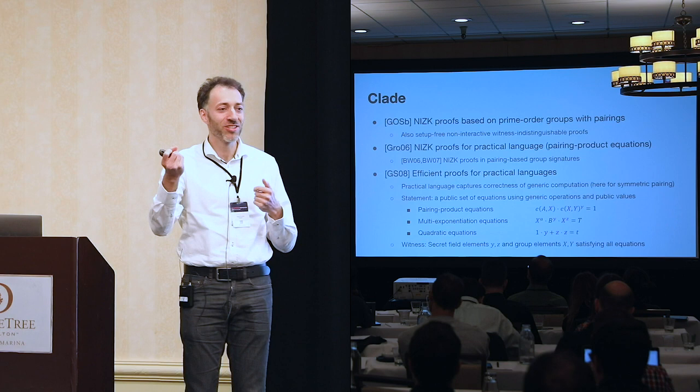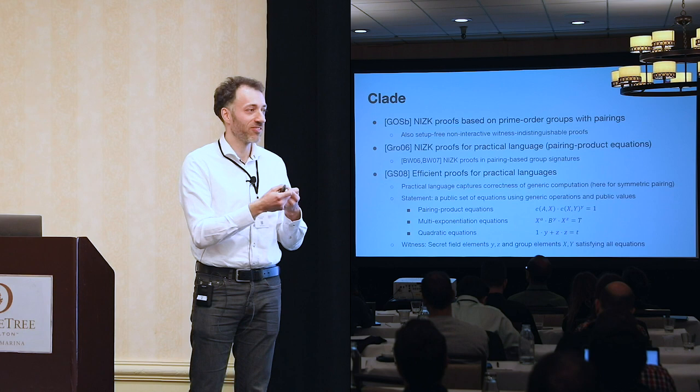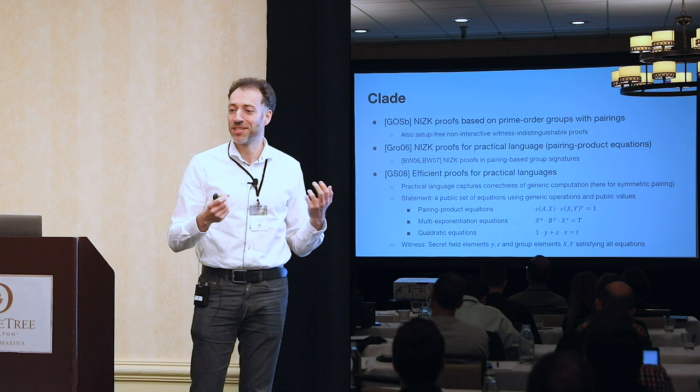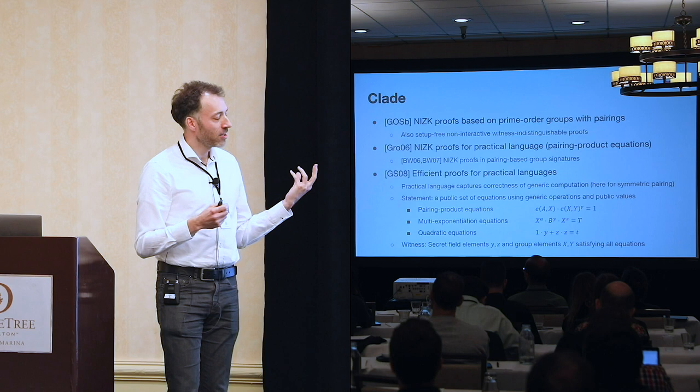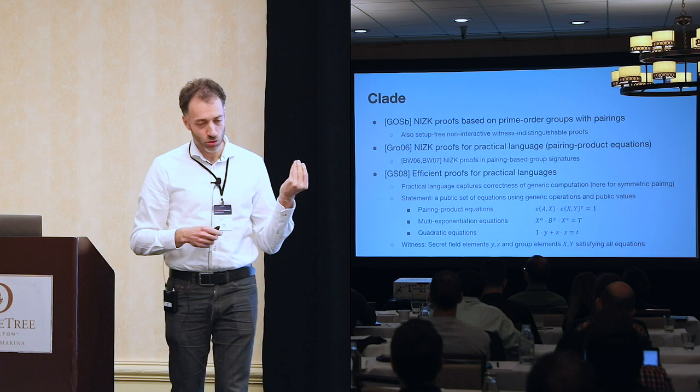So when you're designing pairing-based cryptographic protocols, you have protocols that use these generic operations. They take elements and multiply them together, or compute an exponentiation, or they do a pairing or something like that, right? And it was natural then to ask, can we construct proof systems that work directly for those kinds of operations? And I think it's interesting here that it's sort of a shift of thinking.